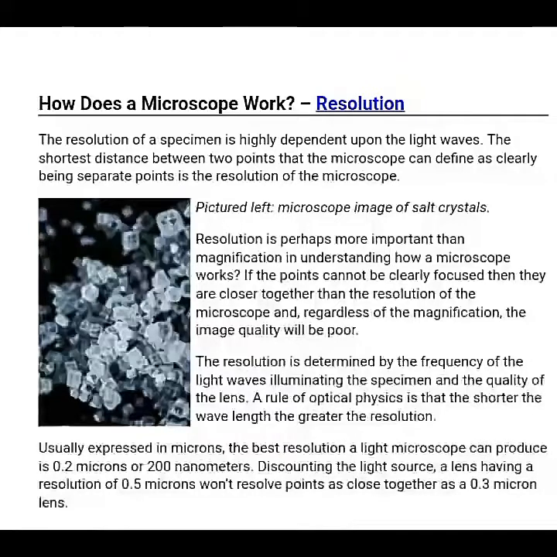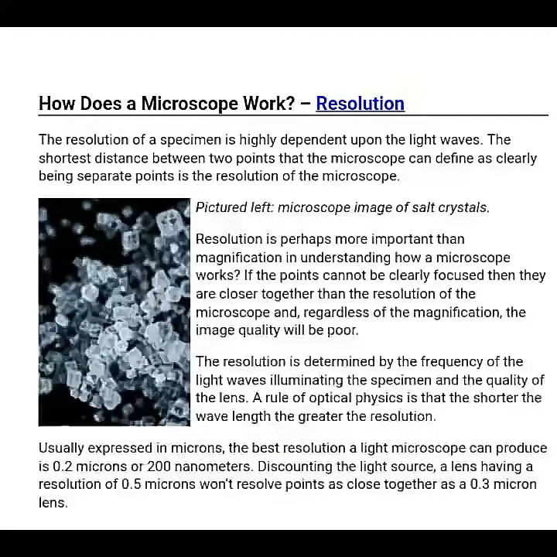Resolution is perhaps more important than magnification. In understanding how a microscope works, if the points cannot be clearly focused, then they are closer together than the resolution of the microscope, and regardless of the magnification, the image quality will be poor. The resolution is determined by the frequency of the light waves illuminating the specimen and by the quality of the lens. A rule of optical physics is that the shorter the wavelength, the greater the resolution.